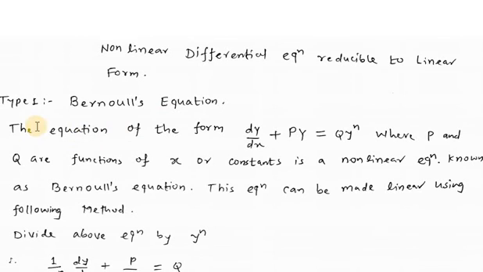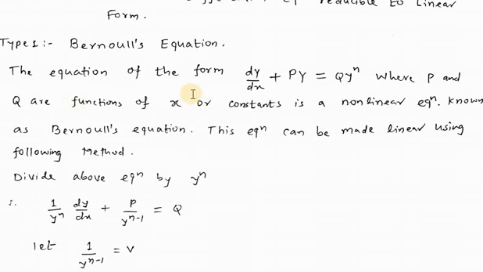So we have two types. Type 1 is Bernoulli's equation. The equation of the form dy by dx plus py equals q into y raised to n. See the difference, right? dy by dx plus py equals q into y raised to n, where p and q are functions of x or constants. This is a non-linear equation and it is known as Bernoulli's equation. This equation can be made linear using the following method.